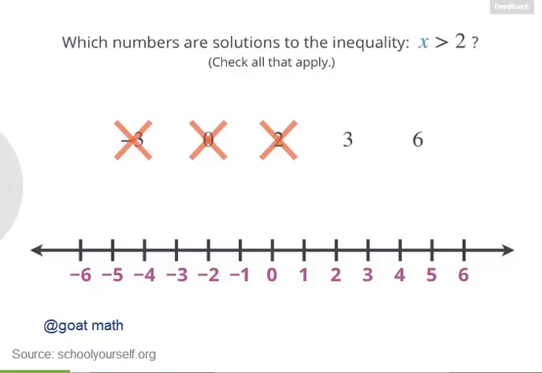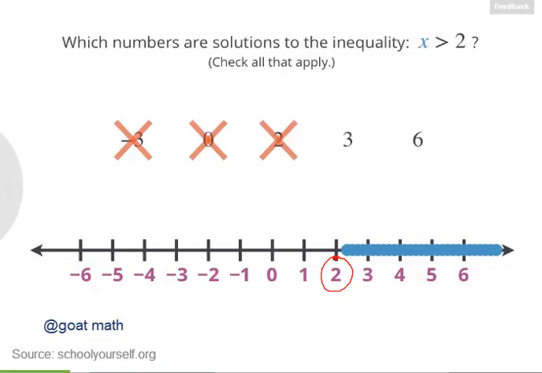So let's plot all the solutions to this inequality on the number line down here. 3 is a solution, so we can draw a dot at 3. And 6 is also a solution, so let's draw another dot at 6. And all the numbers between 3 and 6 are also greater than 2, so let's add some more dots. And if a number is greater than 6, it's definitely greater than 2, so we can keep adding dots in this direction. Now these numbers over here, between 2 and 3, are also greater than 2.